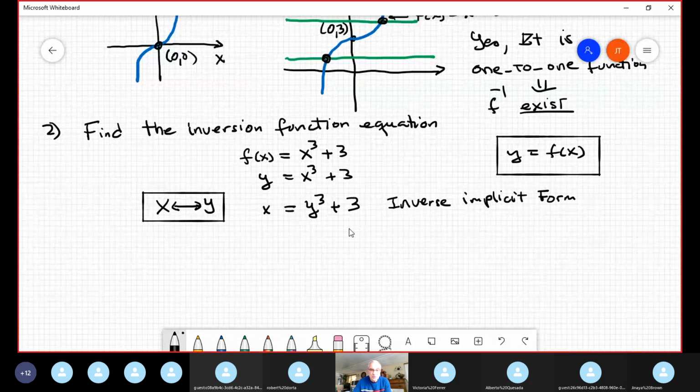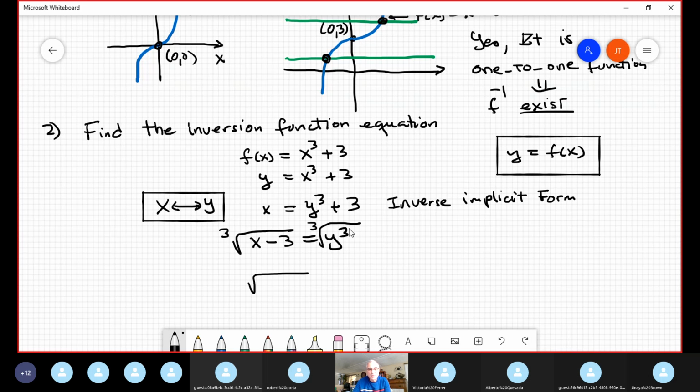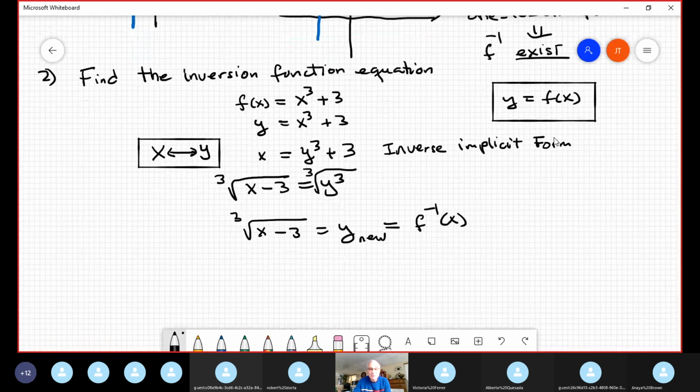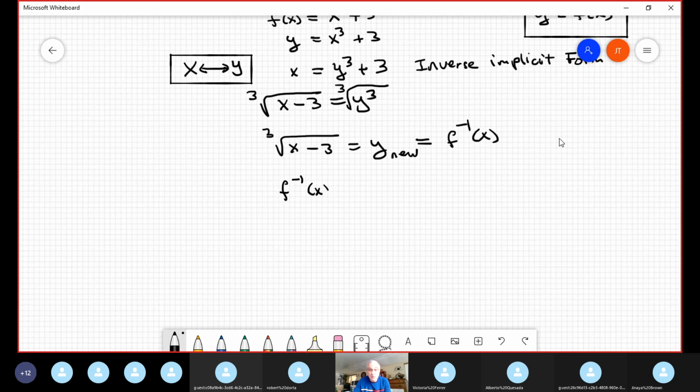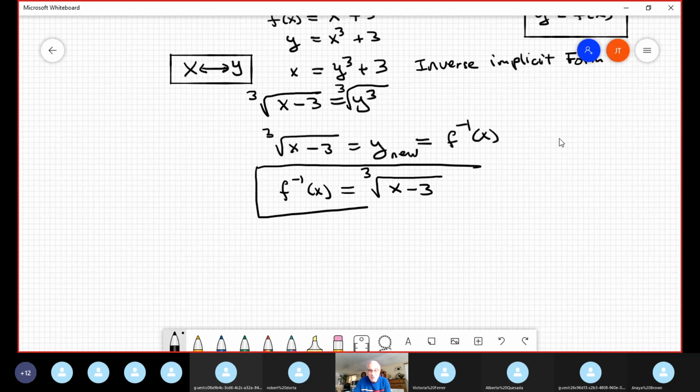It's easy. You subtract 3. You apply cubic root to both sides. The cubic root of x minus 3 is equal to y. By the way, this is the new y, and this new y is the inverse. The super fantastic conclusion is the inverse function in this problem is equal to the cubic root of x minus 3. Is it making sense or no? Or is it very, very weird?